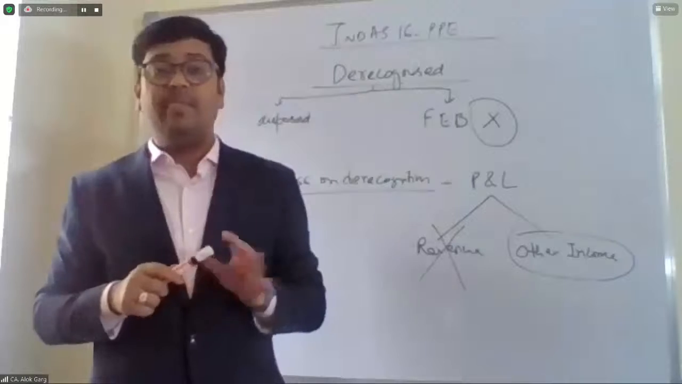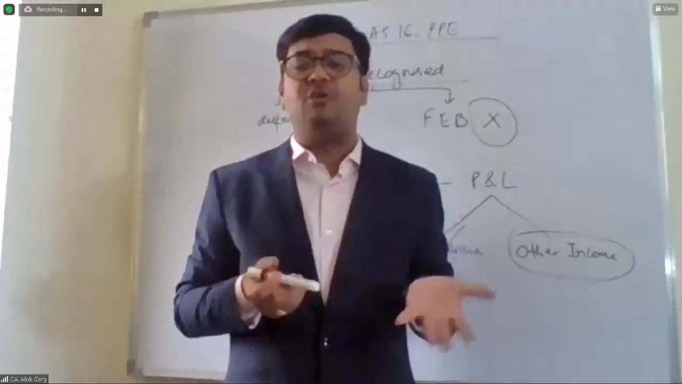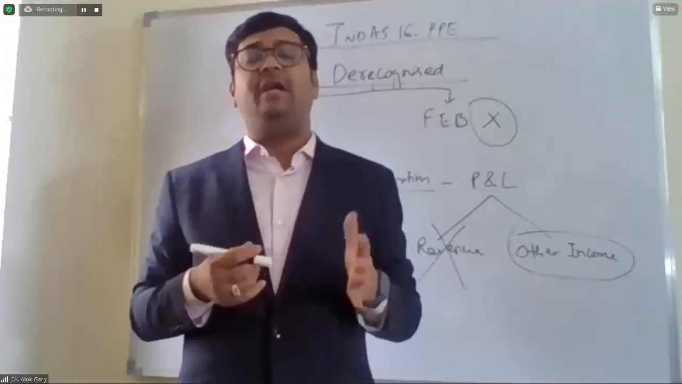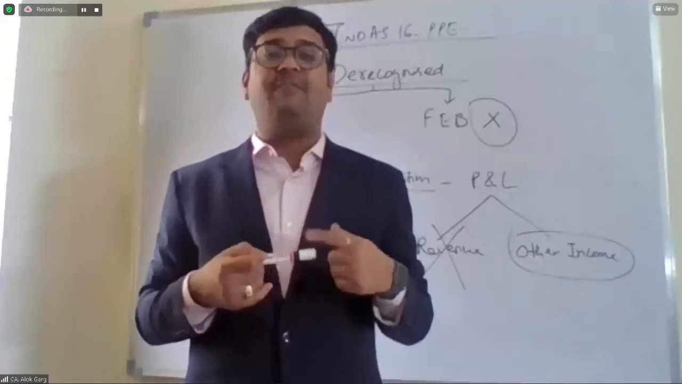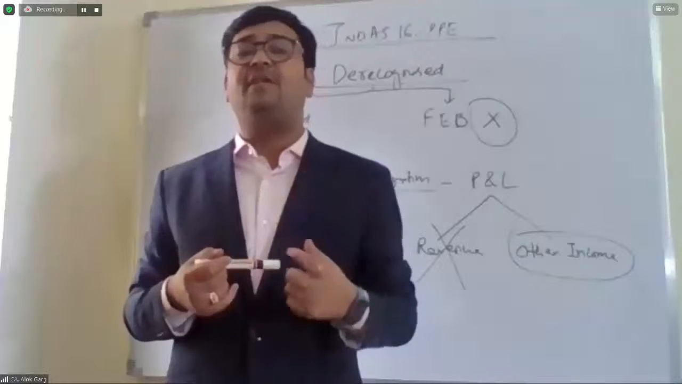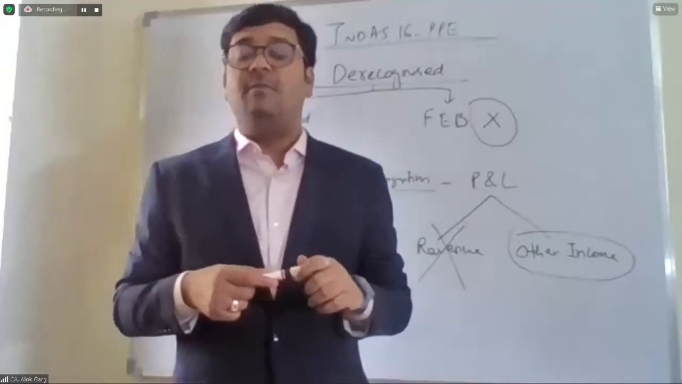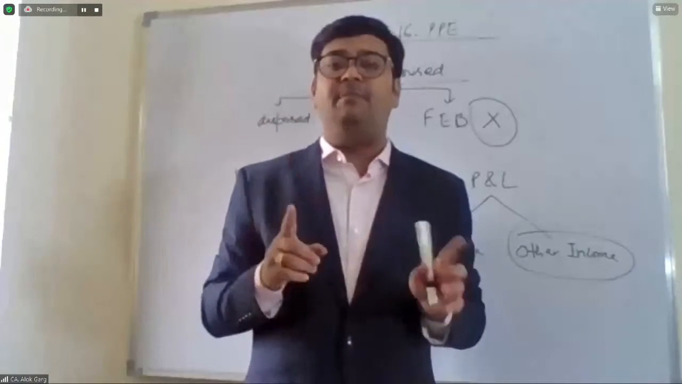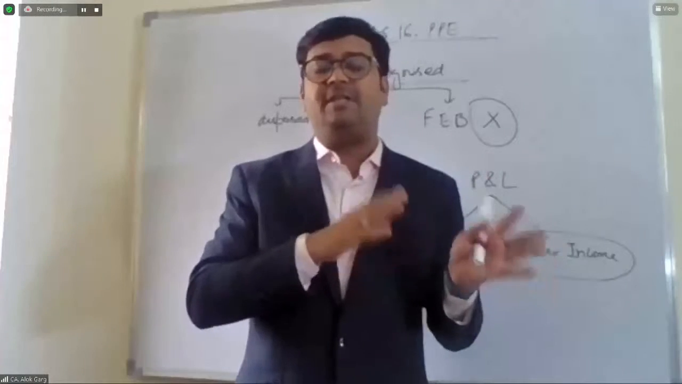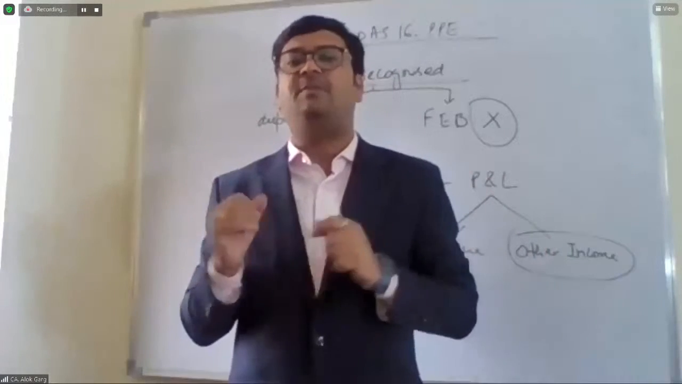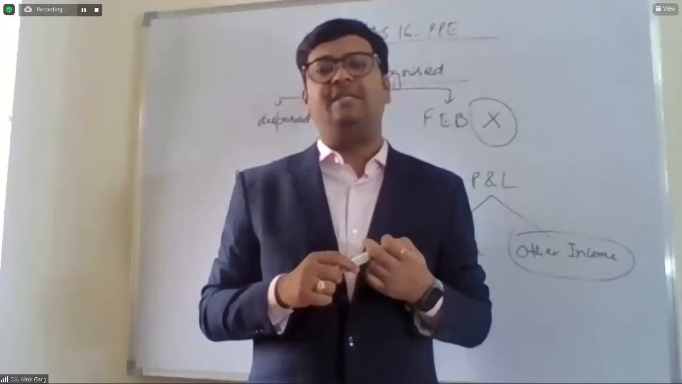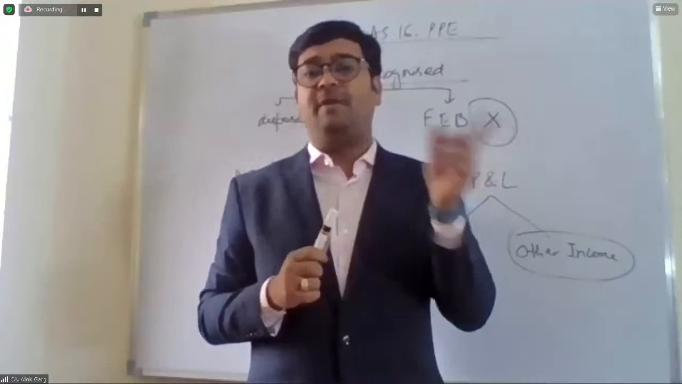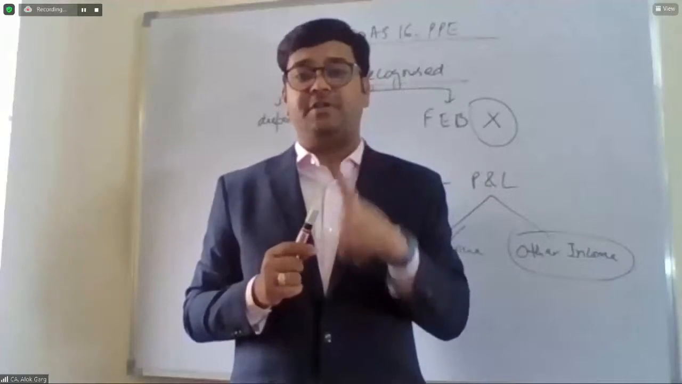Okay. Then we talked about the definition of PPE. PPE are tangible items held for use in production or supply of goods and services, for rental purposes, or for administrative purposes, and expected to be used for more than one period. But, sir, if land and building is used for rental purposes, it is outside the scope of PPE. It is an investment property. Then coming to recognition, an item of PPE is recognized if future economic benefit is probable and cost can be measured reliably.